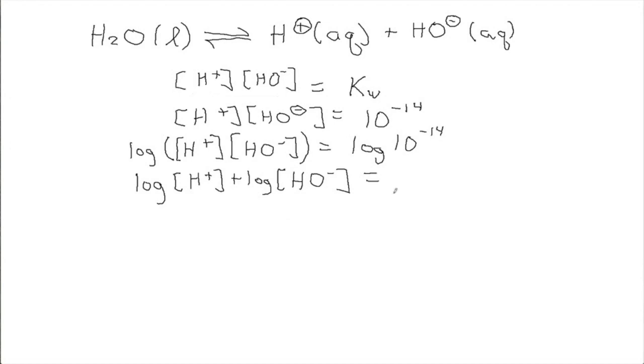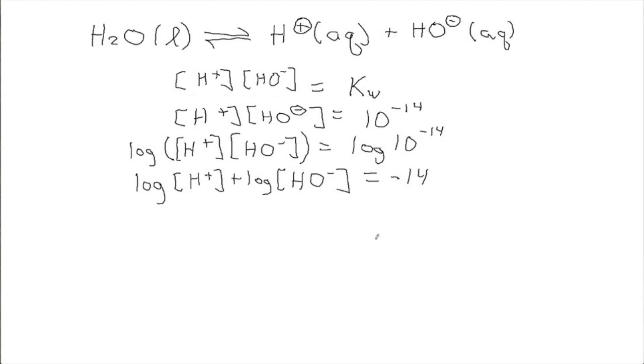And now pause the video and try to simplify the right-hand side. Using the techniques we went over earlier, this is negative 14. You could do this on your calculator, but I hope that you've learned from the video how to evaluate simple logs like this without your calculator. Okay, so we know that this is negative 14.